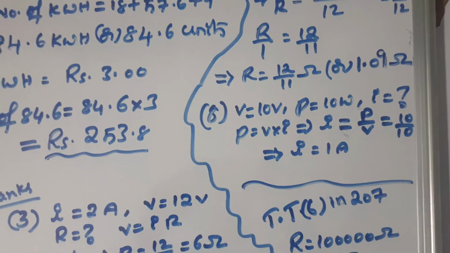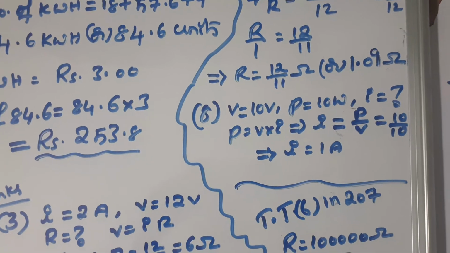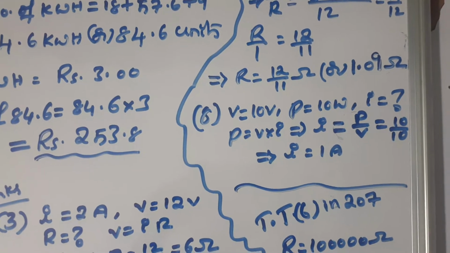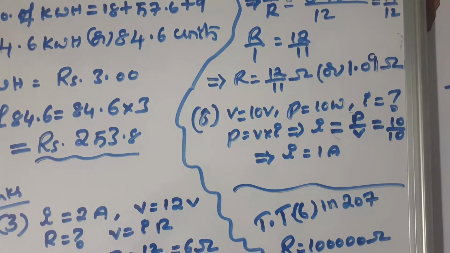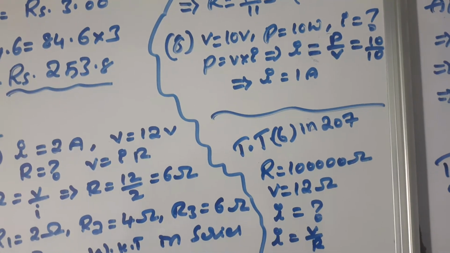Textual blank number 5th one, students. Say 8th one. Potential difference is 10 volts and power is 10 watts. What is the current? We have the formula P is equal to V into I, then I is equal to P by V. Then it will be 10 by 10, which is equal to 1 ampere.